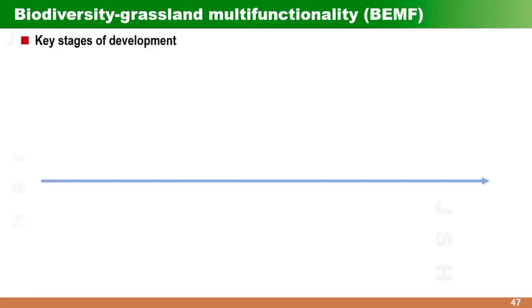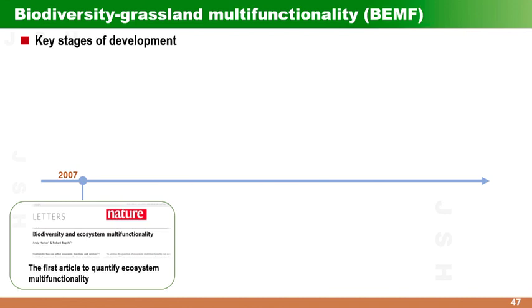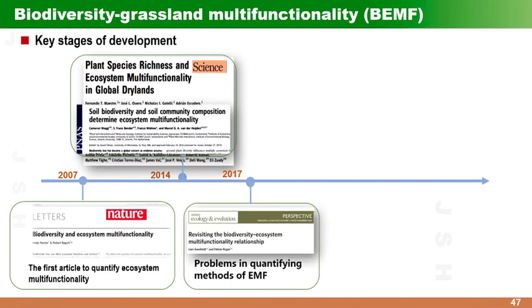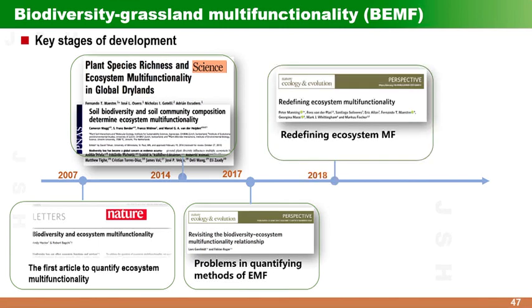So for the biodiversity and grassland multifunctionality, this is studies, and actually this is pretty new. In 2007, Andy Hector and his colleagues developed a method, the first article to quantify ecosystem multifunctionality. Then there are some important papers published on host species richness and soil biodiversity and soil composition. They will affect the multifunctionality. And in 2017, there's a paper published in Nature Ecology and Evolution, they find that there's some problem with the quantify method.